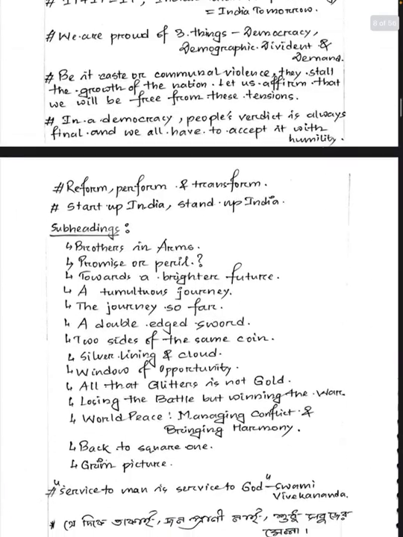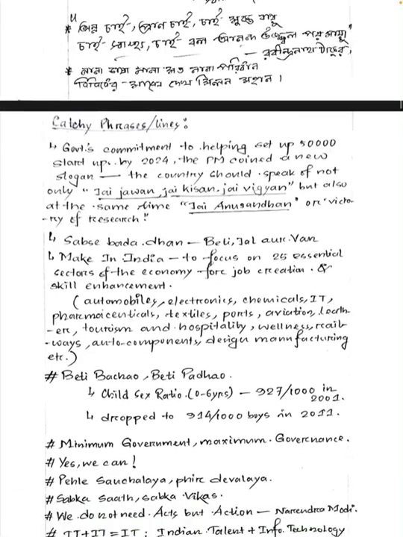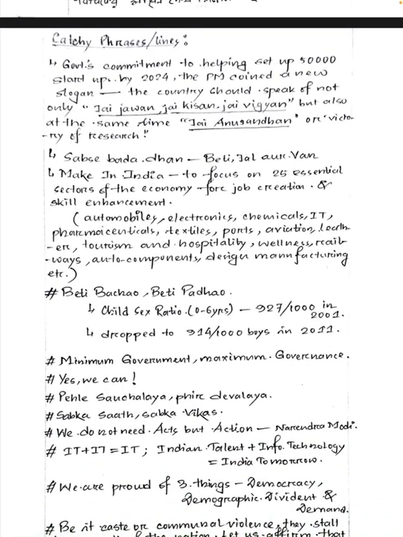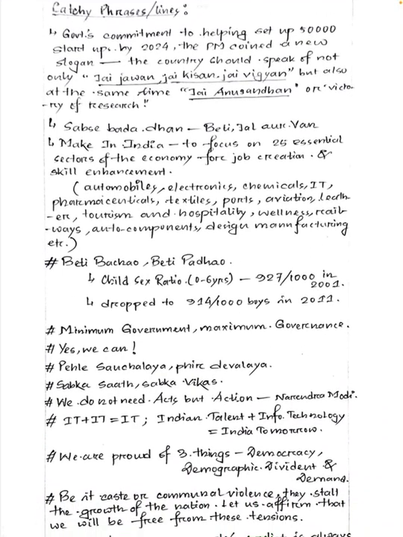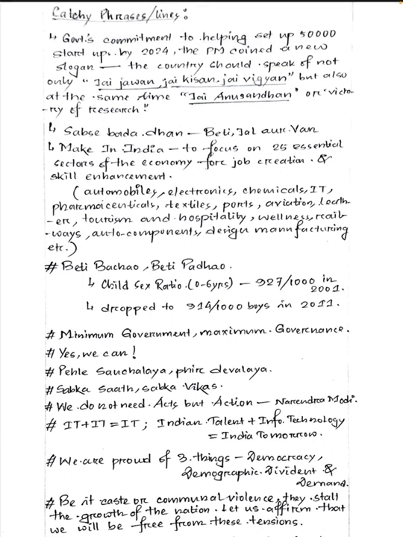Now what I did next was I collected a few catchy phrases or lines or quotes which I can use in my essays, or maybe in the precis writing or letter writing portion. Like the government's commitment to helping set up 50,000 startups by 2024. The PM coined a new slogan. What is that? Jai Jawan, Jai Kisan, Jai Vigyan, but also at the same time Jai Anusandhan, or victory of research.